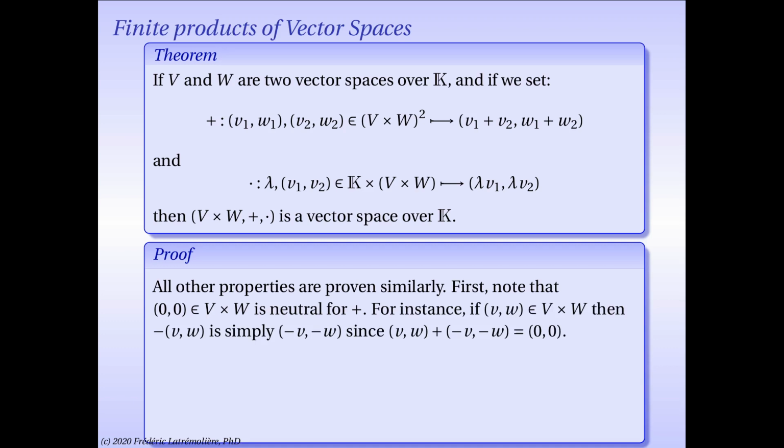Another idea is, if I take a pair in V cross W, call it little v, little w, I want an opposite for this, for my addition. What should the opposite be? Well, V has an opposite in V because V is a vector space. W has an opposite in W because W is a vector space. Let's take those two, form the ordered pair minus v, minus w, with our usual notation, and you check very easily that by definition of the addition, the pair (v, w) plus the pair (minus v, minus w) is indeed equal to the neutral element (0, 0). The other properties are established in a similar fashion. So this is another way to construct vector spaces by taking the Cartesian product of two spaces.